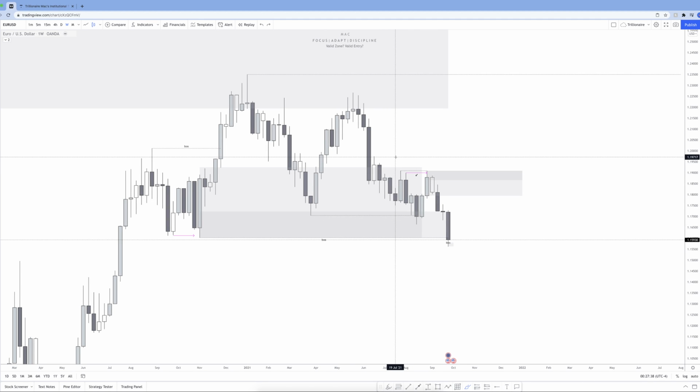All of these confluences are in our favor, telling us who is in control. All I'm now looking for is a valid entry and then a valid zone and then a valid entry model. All right, that's pretty much it.